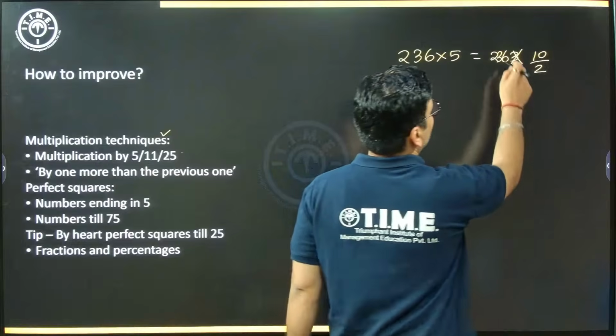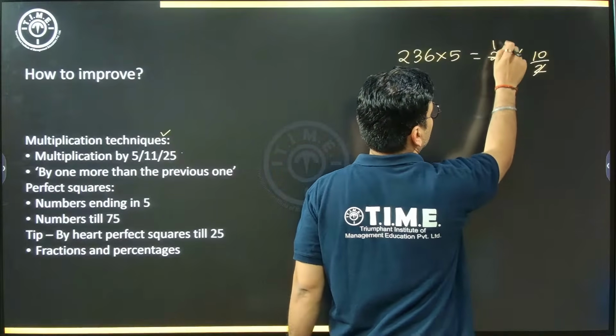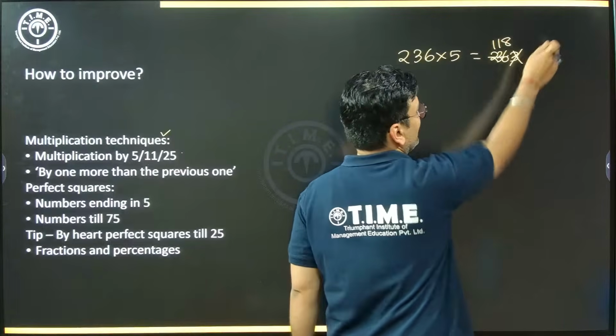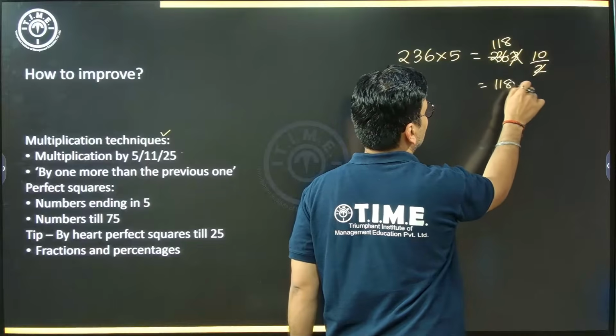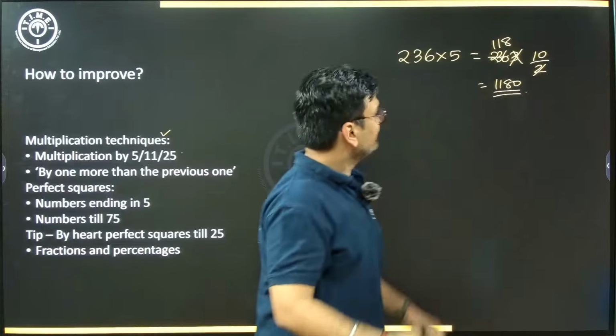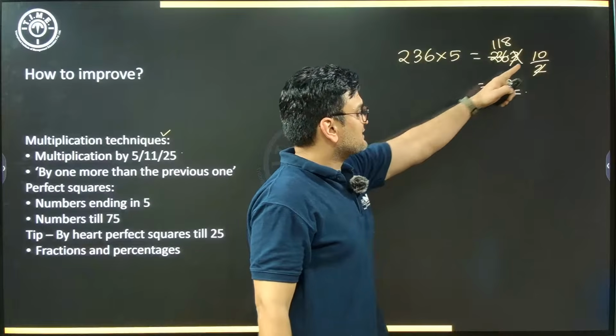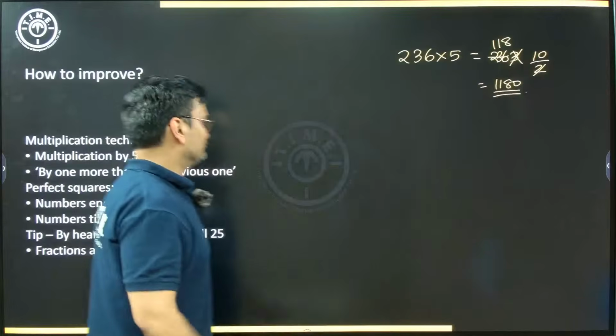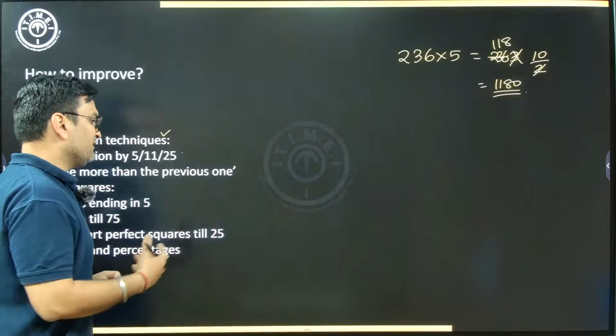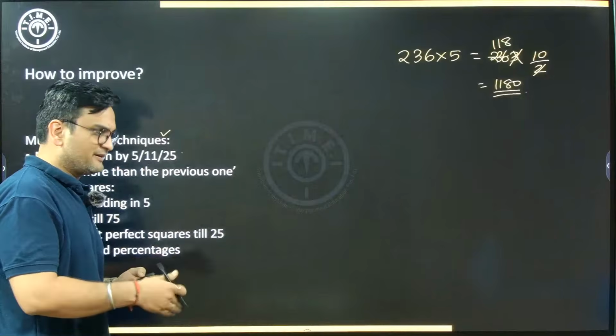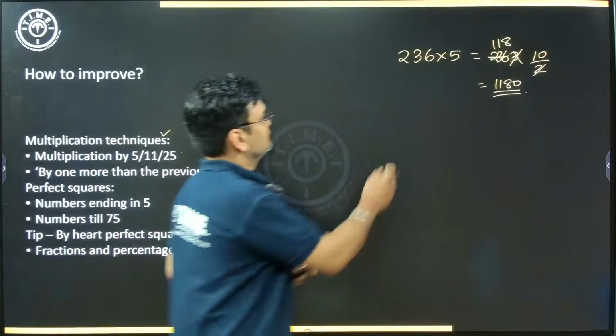Very, very direct. So 236 I'll divide by 2. It will make it 118. 118 into 10 will make it 1180. So instead of multiplying by 5, what I would suggest is you multiply by 10 and divide by 2. So multiplication by 5, if you come across this particular calculation ever again, please try to use this.